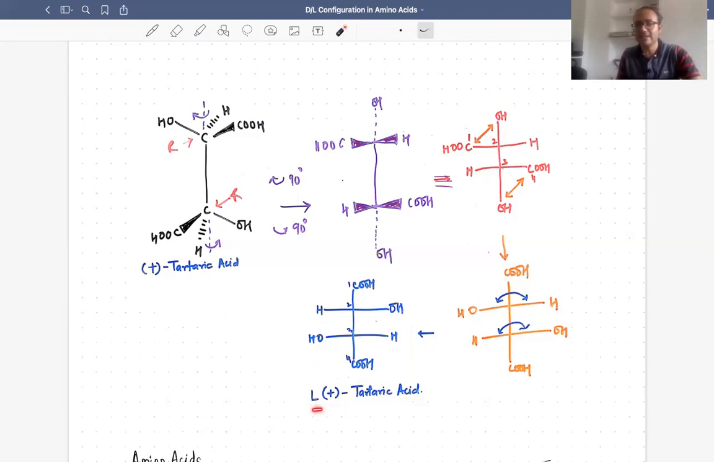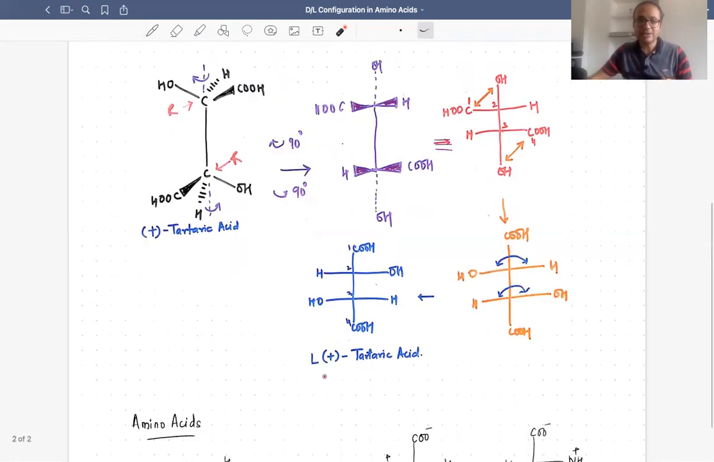Okay, so I hope you understood how important it is to first convert any formula to the Fisher projection formula in a particular format. Only then you can decide whether that configuration is L or D. Now it's all limited to carbohydrates. These are the only molecules, some of the molecules, where we still use this D and L kind of configuration in these stereoisomers. Okay.